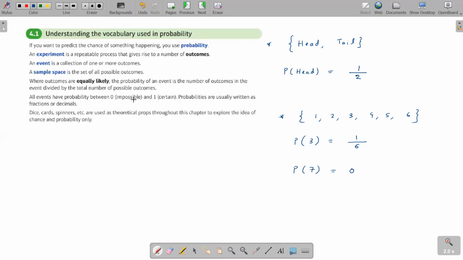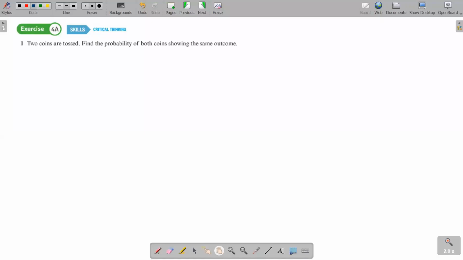0 is impossible, and 1 means it's certain. Certain means this is definitely going to happen. Of course, I can't say any of the sides here with certainty, but normally a probability of 1 means that particular event is surely happening. So probabilities are usually written as fractions or decimals. These are the main vocabulary you need to understand when we are working with probability.